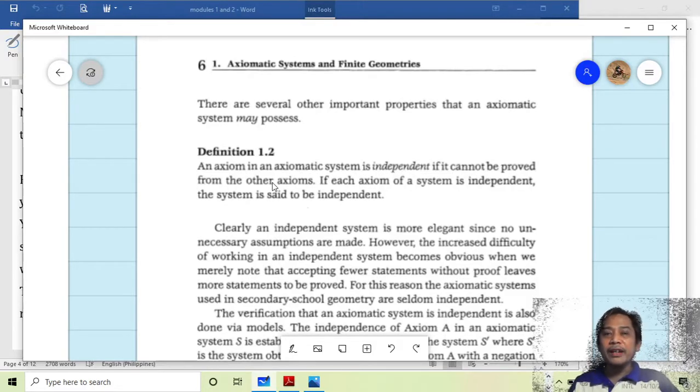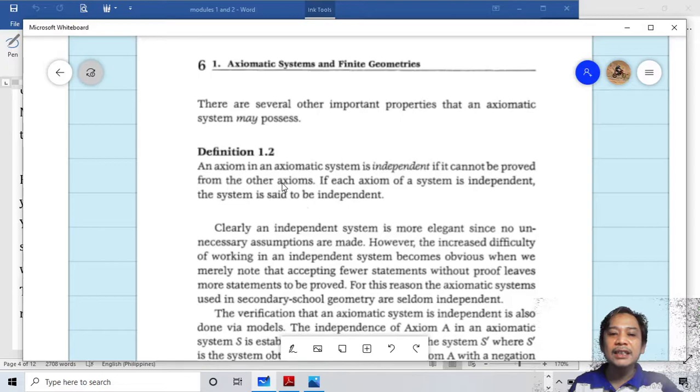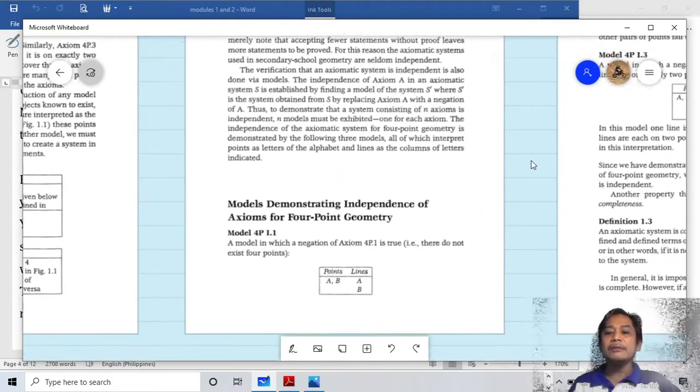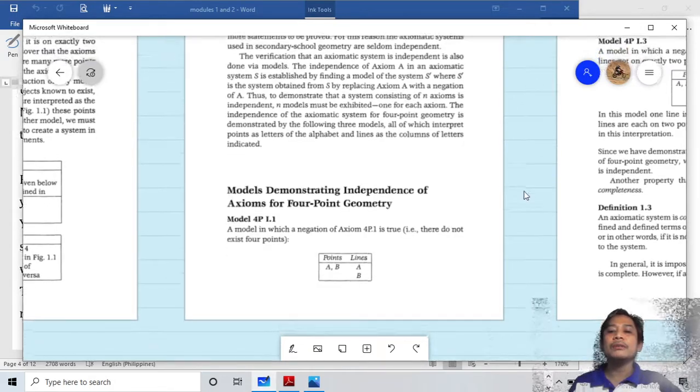Therefore, to verify independence, we simply have to make a model in which each axiom is independent. Meaning, we show a model wherein the first axiom is not true even if the others are true. Then a model showing that the second is not true even if the first and the third are true, and so on for the third axiom. Here are the models showing the independence of the 4-point geometry.